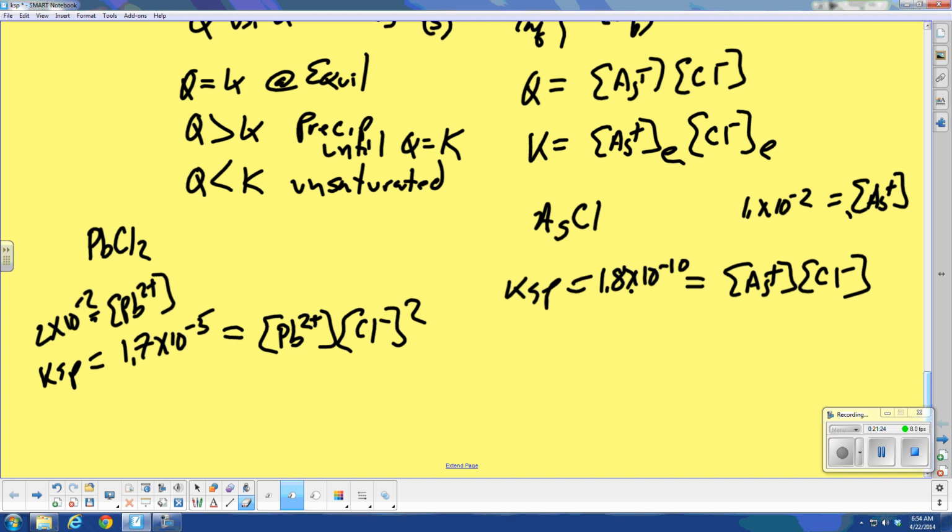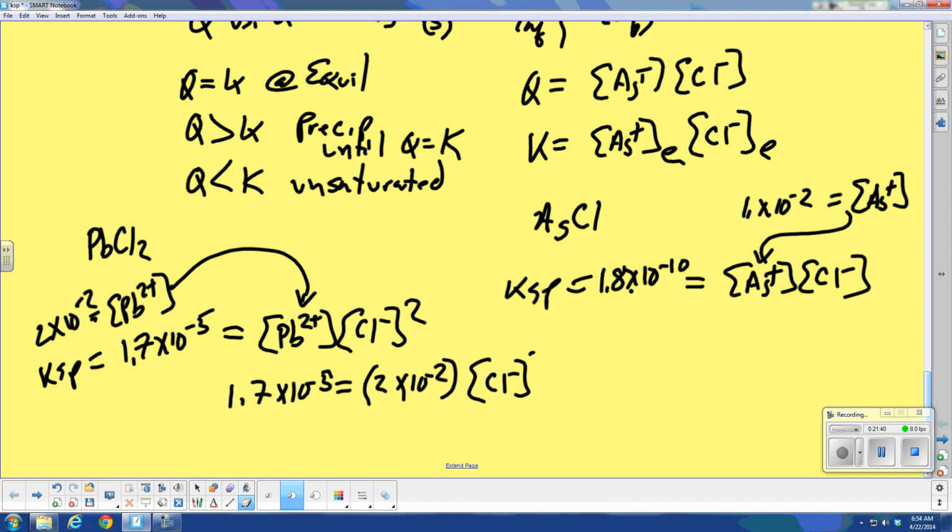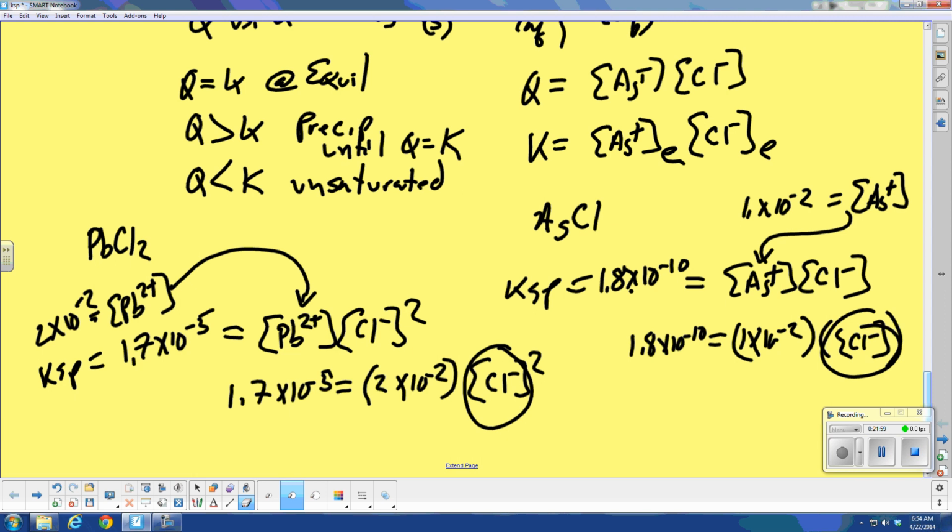But what do we know? I know the concentration of my silver, and I know the concentration of my lead 2. So 1.7 times 10 to the minus fifth is equal to 2 times 10 to the minus 2 times the concentration of my chloride squared. Over here, I have 1.8 times 10 to the minus 10th is equal to 1 times 10 to the minus 2 times the concentration of my chloride. Good. Solve for chloride here, solve for chloride here. Whichever is the smaller amount will precipitate first. Got it?